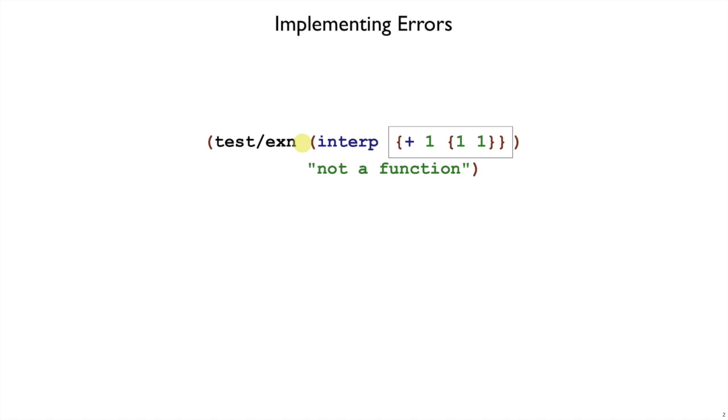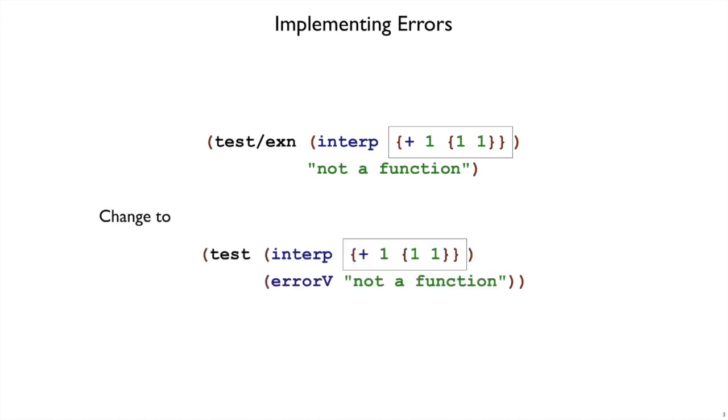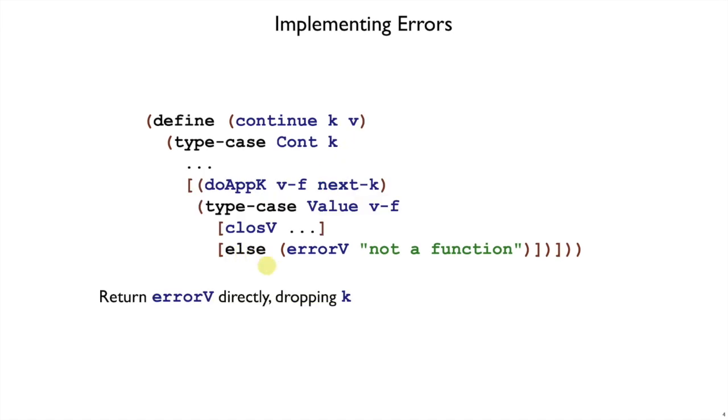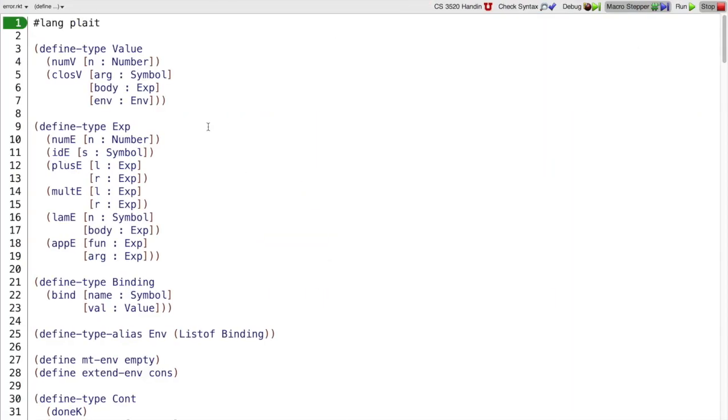So Plait's exceptions have been handy, but this is another thing that we would like to take control of ourselves. So we're going to start by changing our interpreter so that it doesn't raise exceptions, but instead returns error v, a kind of pseudo value, when it encounters an exception. So in this case, where we tried to apply the number 1 like a function, we should expect error v, not a function back, instead of an exception. And so we test it with the test form instead. And everywhere where we use error to raise an exception, we're going to produce an error v value instead. So let's go see what this looks like in the implementation.